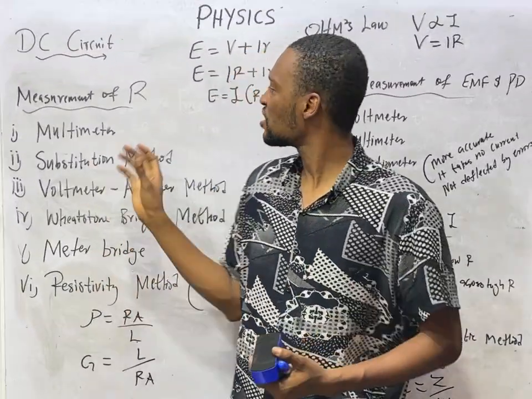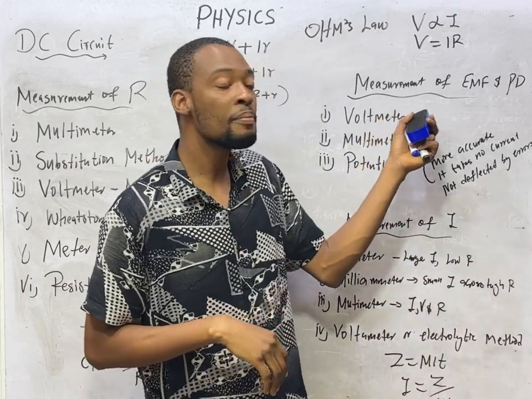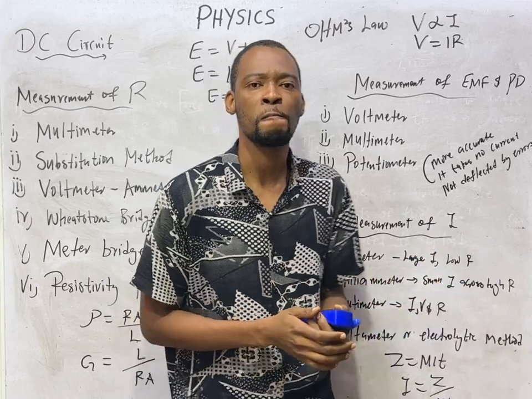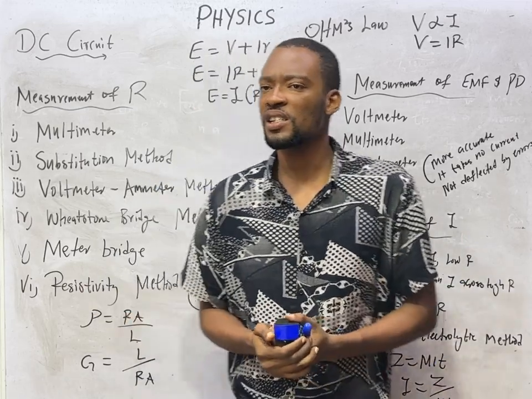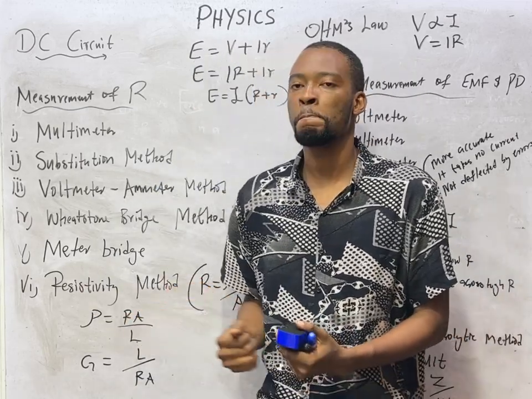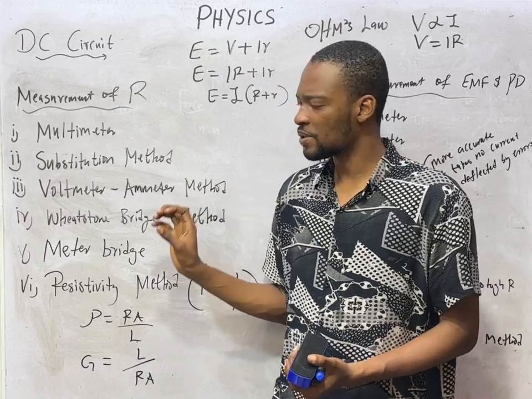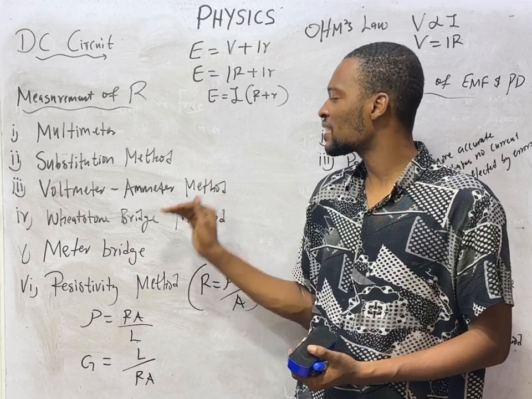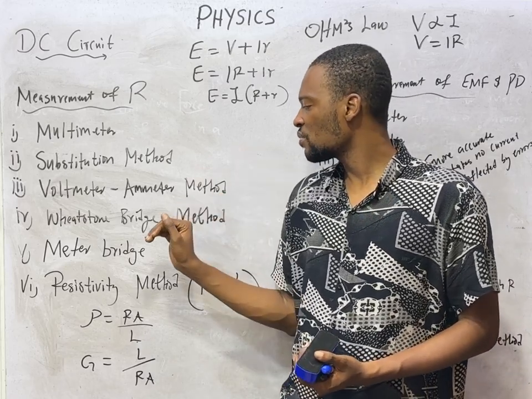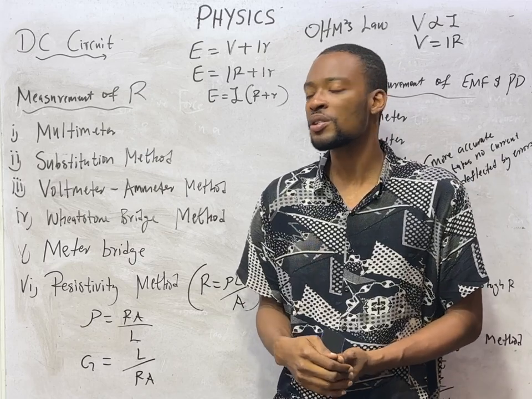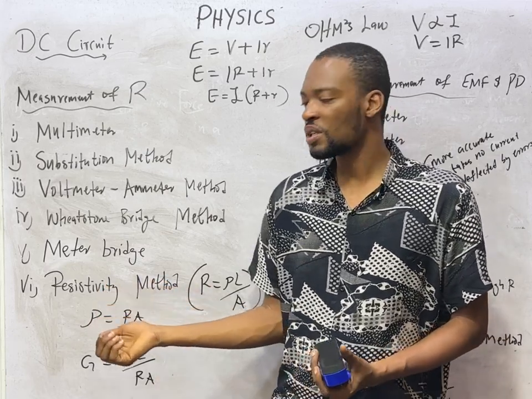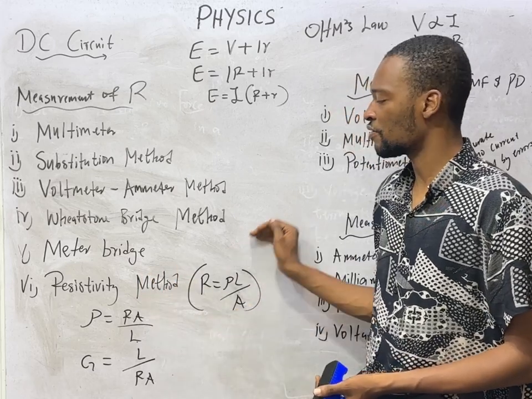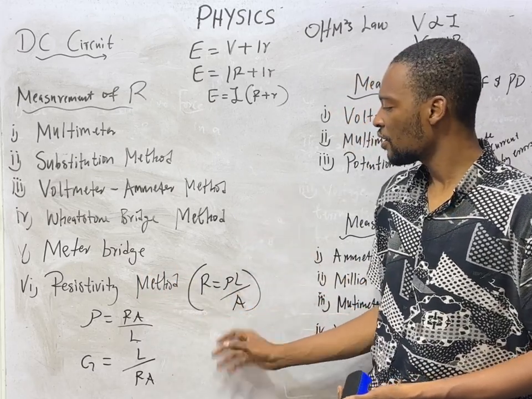Measurements of resistance, EMF and potential difference, or voltage, and current. To measure resistance, we can use a multimeter. We can make use of the substitution method. We can make use of the voltmeter-ammeter method, or Wheatstone bridge method, meter bridge method, or the resistivity method. Resistivity is the opposition offered by a unit length of material per uniform area.